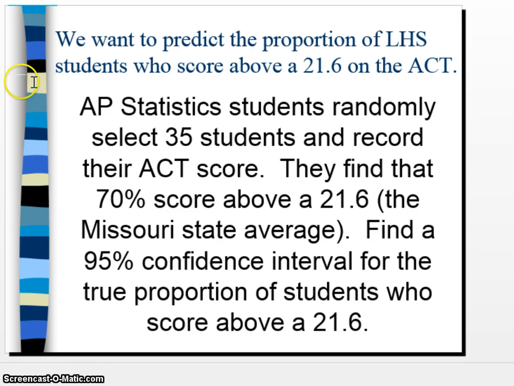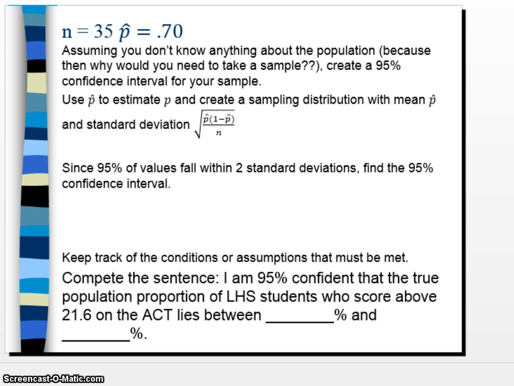So in our 35 students, we got 70% scoring above the state average. But what I want to know is, give me a range. I'm pretty sure this percent of our students, or this range of our students, score above a 21.6. So here we go. We know our n is 35 and our p hat is 0.7. Assuming we don't know anything about the population, because then why would you need to take a sample, we're going to create a 95% confidence interval.